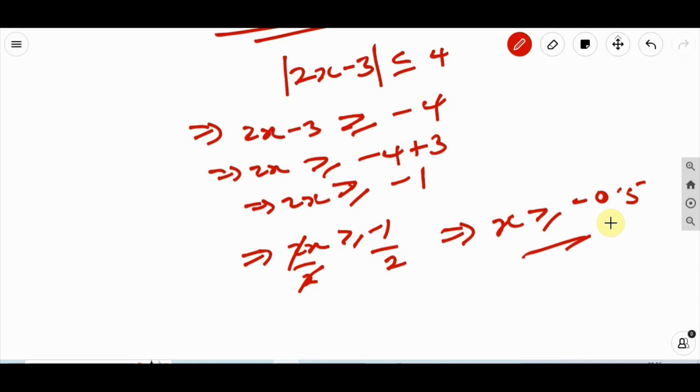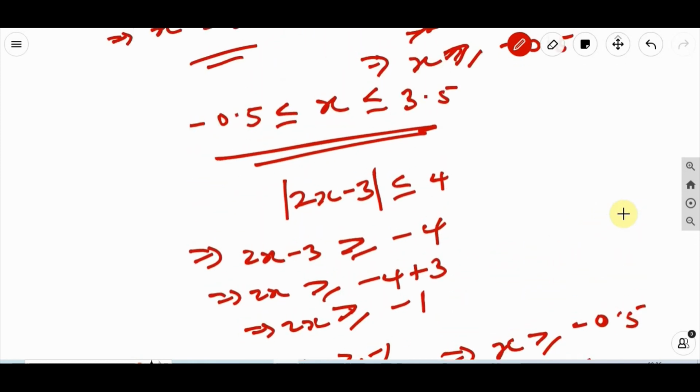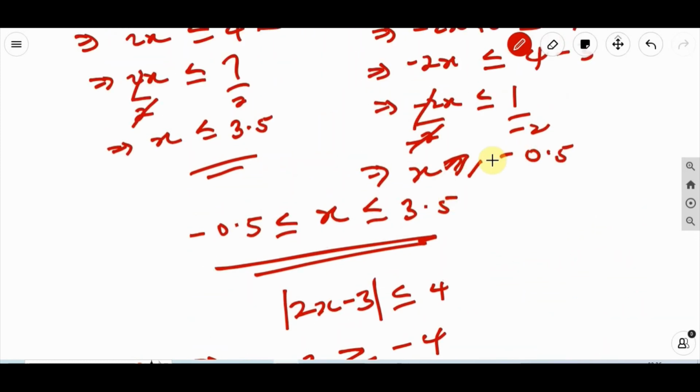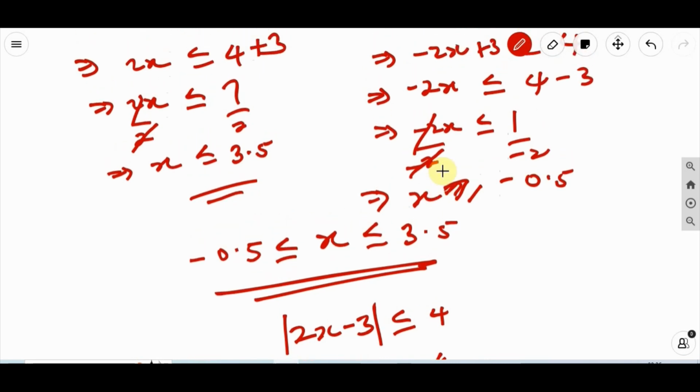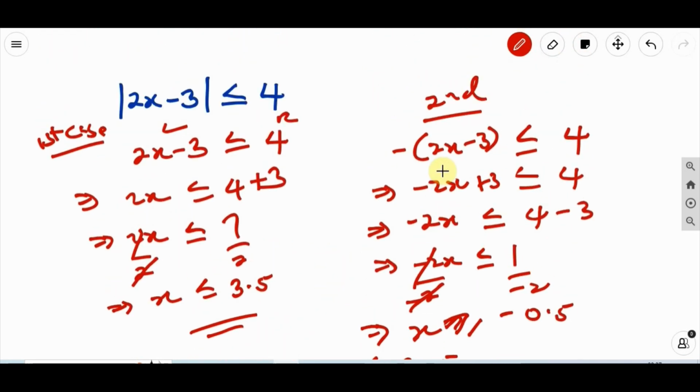You can see I got the same, x is greater than or equal to minus 0.5 here, and I got it here. So they are the same. Whichever way you use it, you're going to get the same answer.